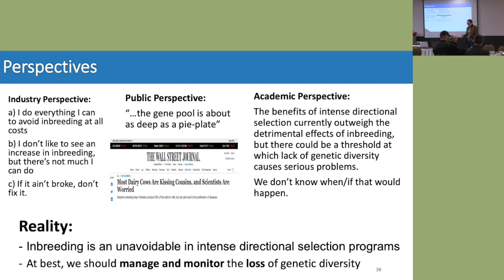But the statement also in a different article was the gene pool of livestock is about as deep as a pie plate. Okay, so what does that say to the 98% of the population that have nothing to do with agricultural production? What's that? The media is stupid and they need to stop listening. That'd be fantastic, right? But it's not the case. It's not the case at all, right?